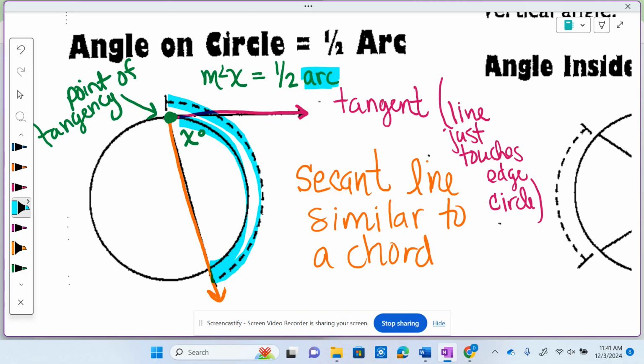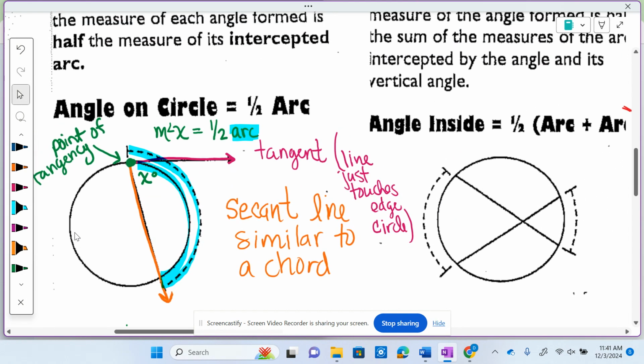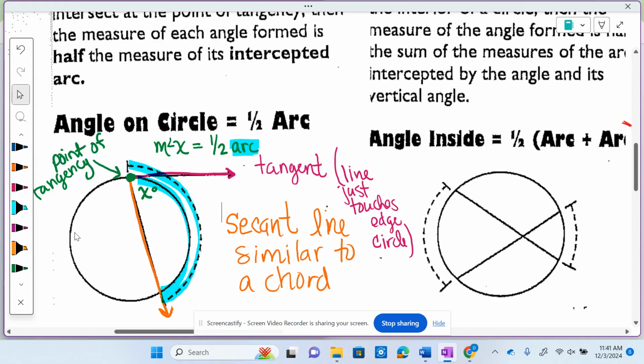Okay. The next theorem, the one right across from it, so I'm going to go straight across the paper, says if two secants intersect in the interior of a circle, and remember mine's folded. When I scanned it, it's folded, so I cut off some of the words. But if they intersect in the interior of a circle, then the measure of the angle formed is half of the sum of the measures of the arcs that are intercepted by the angle and its vertical angle. So let's talk about that.